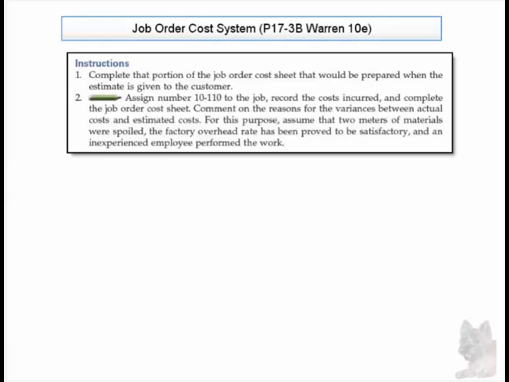Okay, now let's take a look at the instructions. 1. Complete the portion of the job order cost sheet that would be prepared when the estimate is given to the customer. And 2. Assign number 10-110 to the job, record the cost incurred, and complete the job cost sheet. Comment on the reasons for the variances between actual costs and estimated cost. For this purpose, assume that 2 meters of materials were spoiled, the factory overhead rate has been proved to be satisfactory, and an inexperienced employee performed the work.